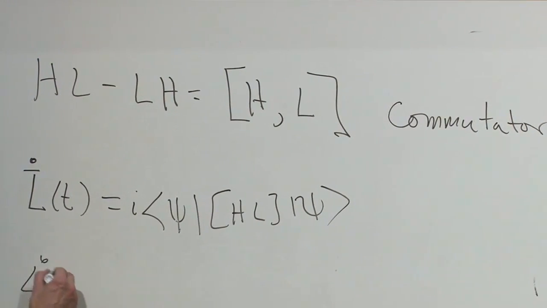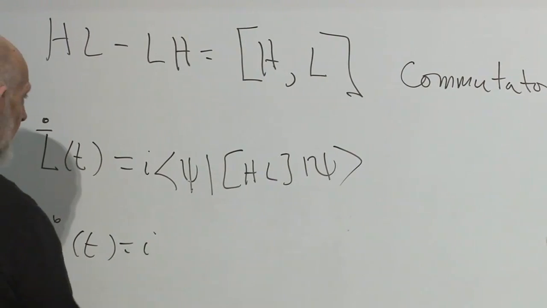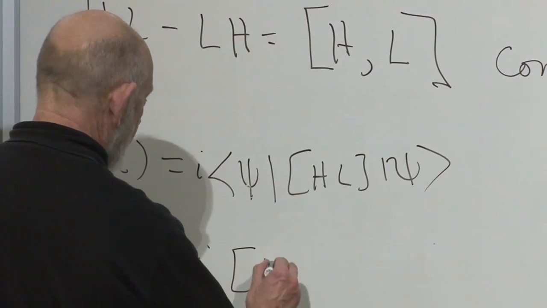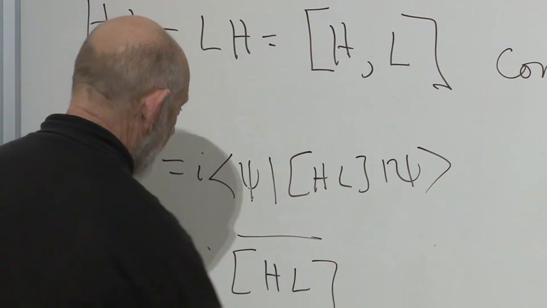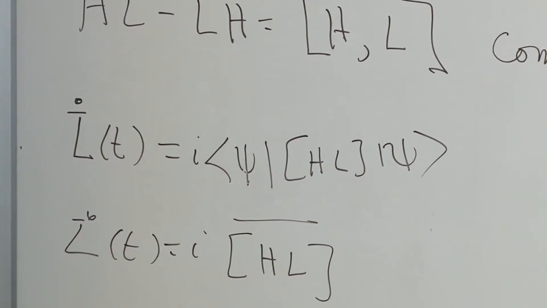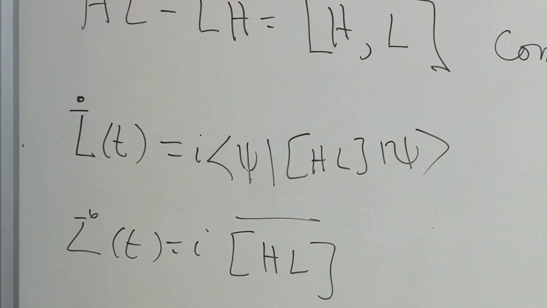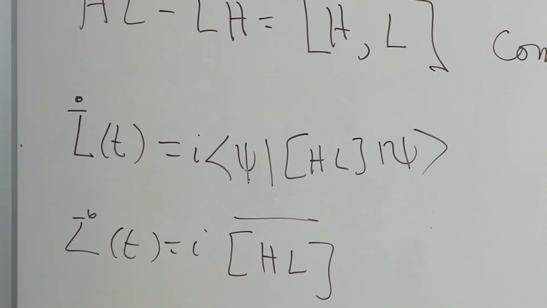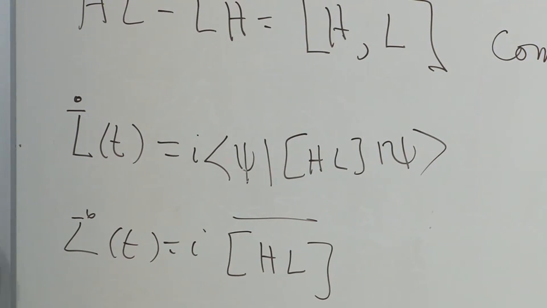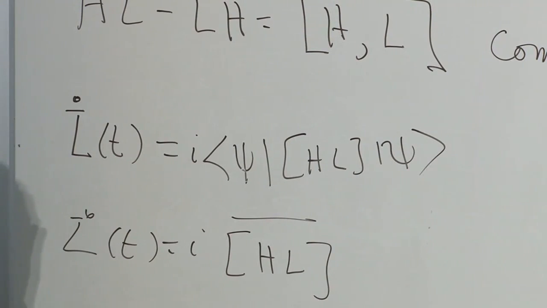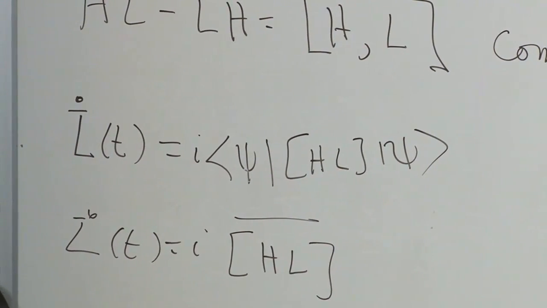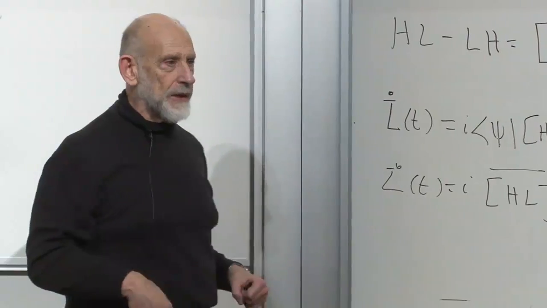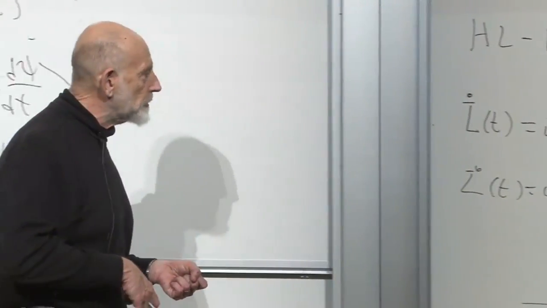Or we can write L dot of T is equal to I times the average of the commutator of H with L, and I'll indicate that by a bar on top of it. So we have equations of motion now for averages in terms of averages. If the probability distributions for everything are nice and peaked, so that the averages are close to the highest point on the curve, and the curve is reasonably narrow, then there isn't an enormous amount of uncertainty.